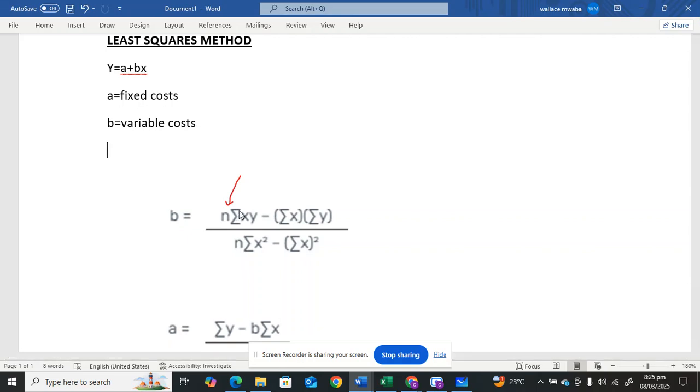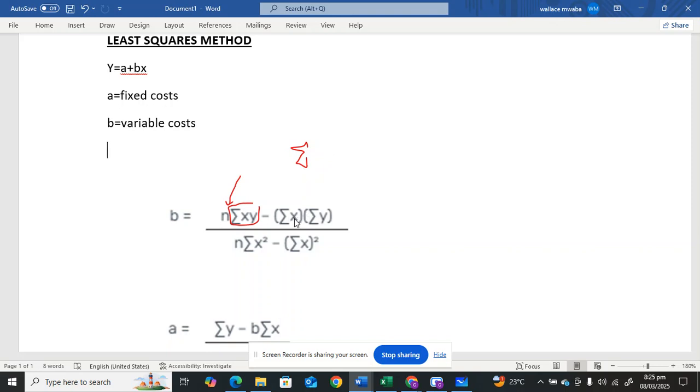Here, summation of x multiplied by y. What's going to be happening here, colleagues? I am going to multiply your x value by your y value. After you multiply them, you get the total. This sigma that you're seeing here, it just means you're totaling up things, okay?